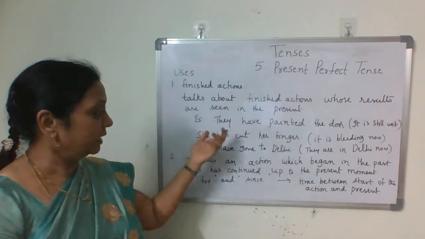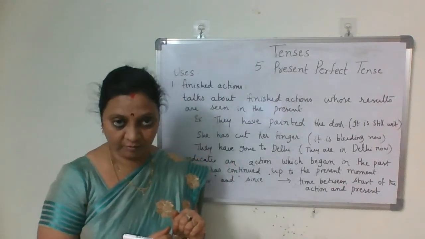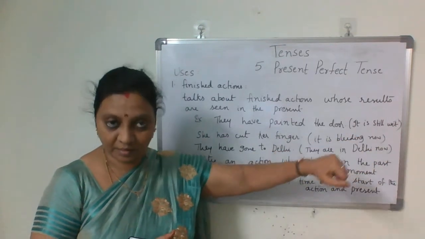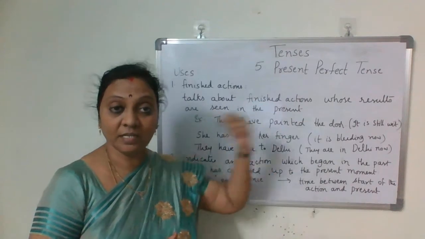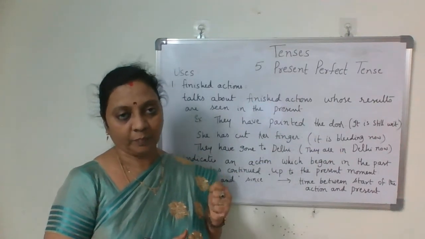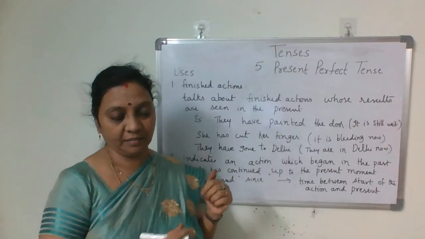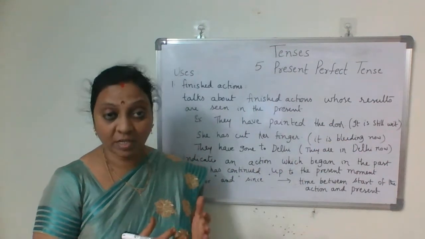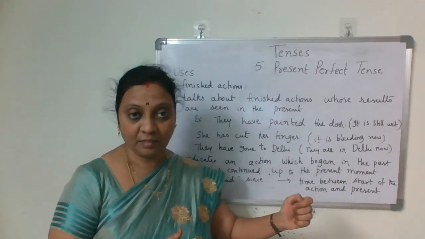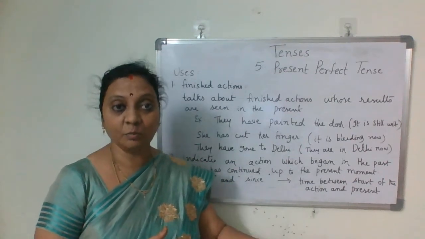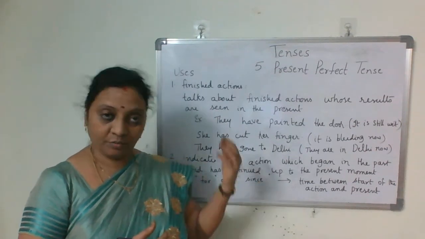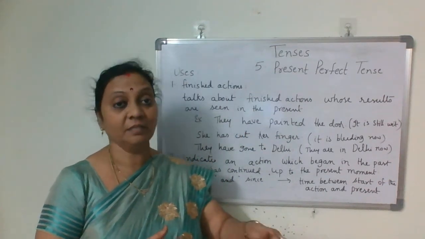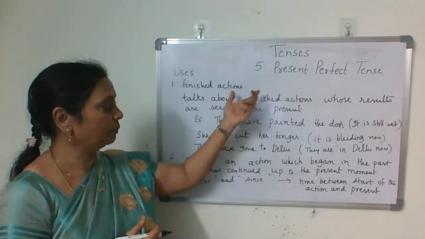Now look at the example. They have painted the door. If you just touch it, you can see it is still wet. In such conditions, you can use it because you can see the result even now. In such cases, we use present perfect tense. They have painted the door. The door is still wet. They have washed the car. The car is still wet. They have mopped the floor. Still, it is wet. By that we can understand. So actions completed, but the result you can see now. At the present you can experience it. Then we use present perfect tense.